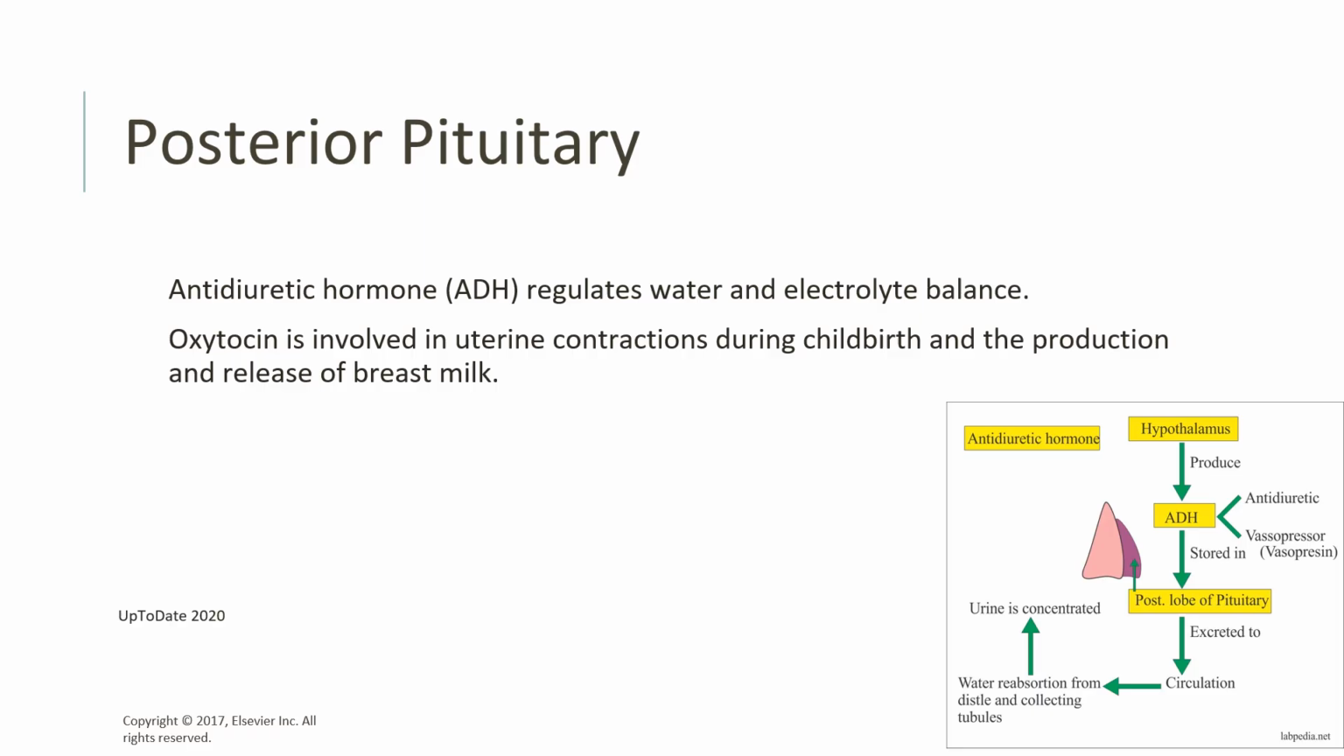But again, we know what antidiuretic hormone is, obviously by the name, it means no urination, right? Antidiuretic. And it's produced by the posterior pituitary in the body to help regulate water and electrolyte balance.